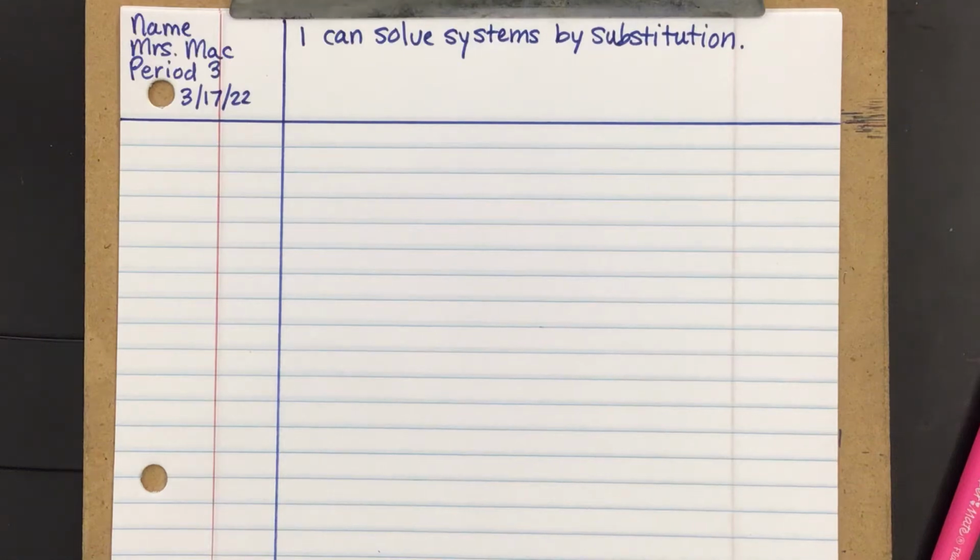So today we're going to look at what happens when your equation is not already solved for a variable. Because you're going to have to use some of those skills of solving for a variable to get it in the correct form to then be able to solve by substitution. So let's take a look at an example.